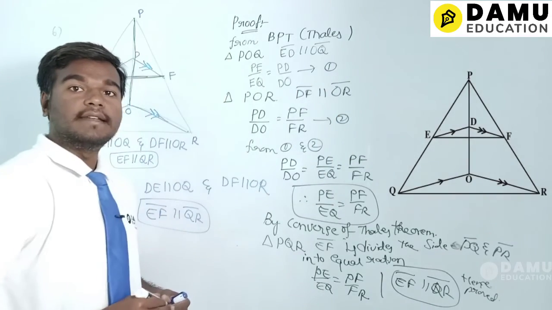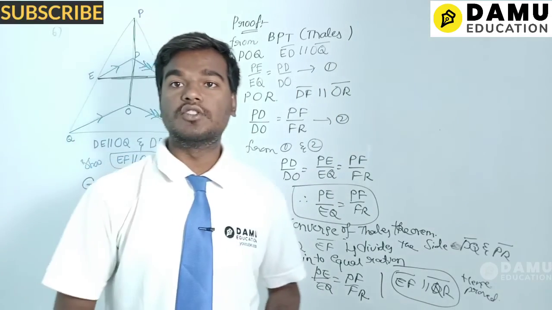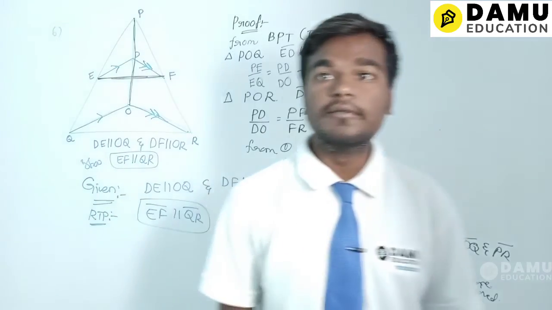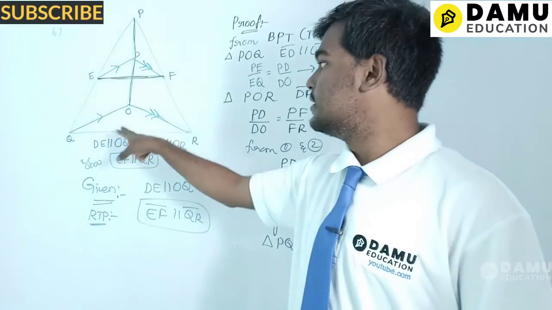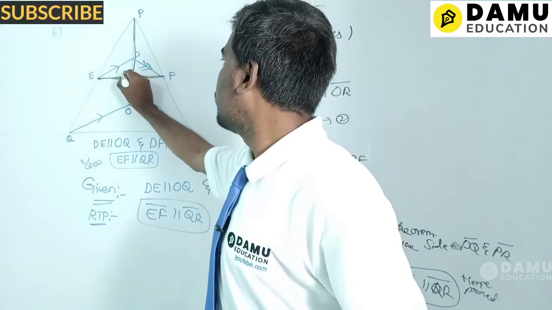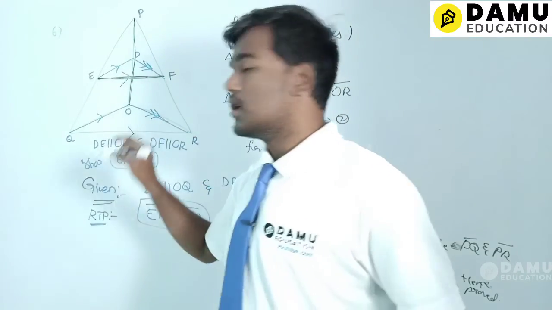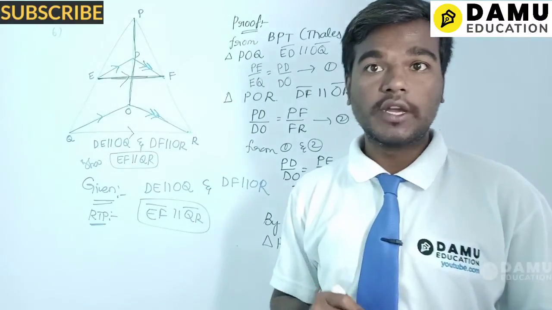So by using the converse of Thales theorem, the converse of the basic proportionality theorem, we can say here EF is parallel to QR. You can write it like this also.